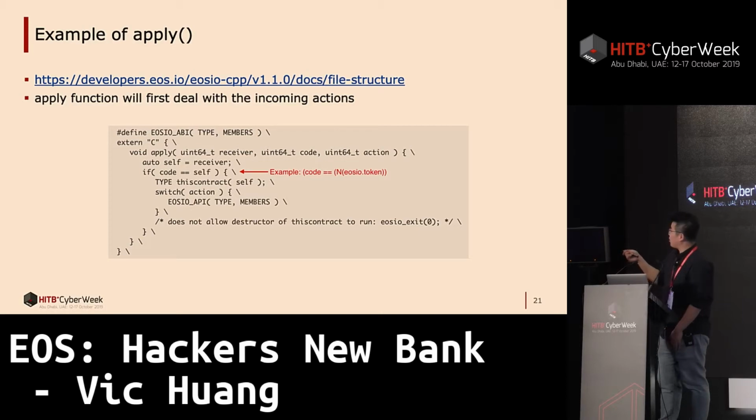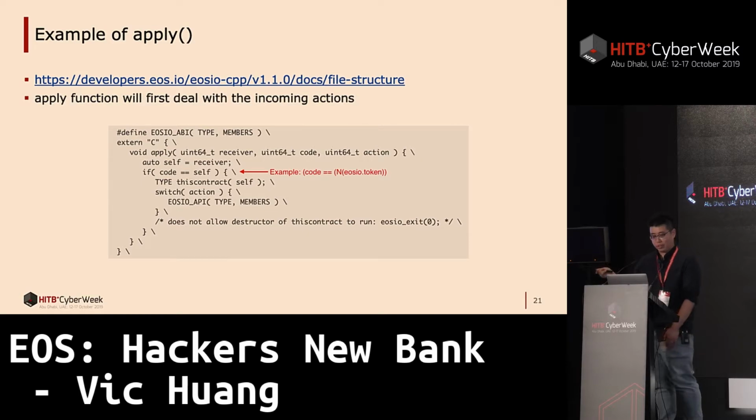So here's an example of the apply function. It's a very old version of it. We can see there are 3 variables you have to fill, and here are filters. When they receive actions, they have to pass the logic. So the data will pass to the EOS API, meaning you will pass to the function what the other people call.